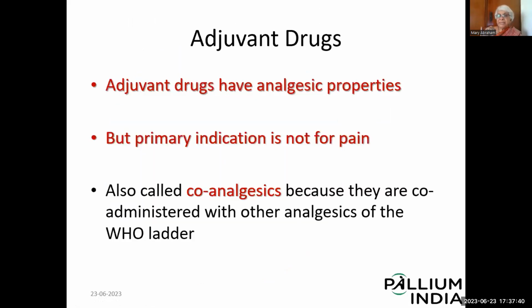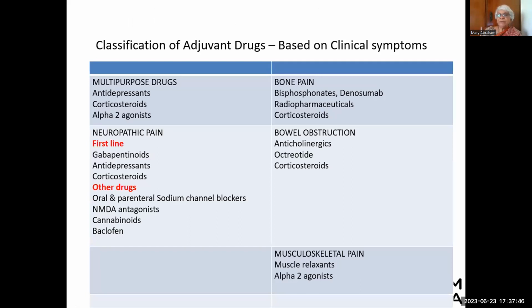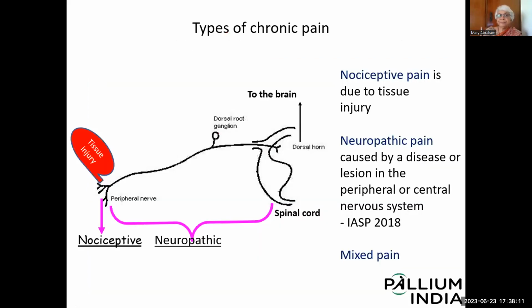So adjuvant drugs have analgesic properties, but the primary indication is not for pain. They are called co-analgesic because they are administered along with other analgesic drugs. Now, if you classify the adjuvant drugs, you have specific adjuvant drugs like those used for neuropathic pain or bone pain or bowel obstruction pain or musculoskeletal pain. You have specific drugs. Or you have multi-purpose drugs like antidepressants, corticosteroids, alpha-2 agonists. They can be given for a wide variety of pains.